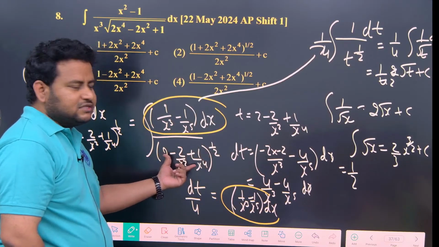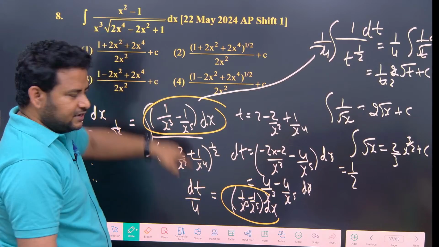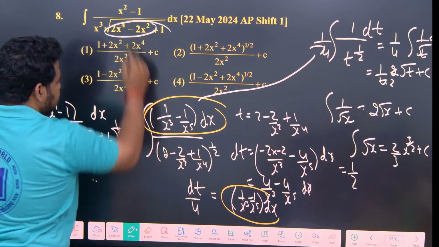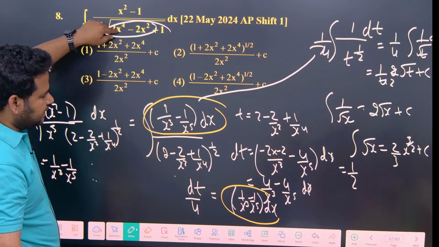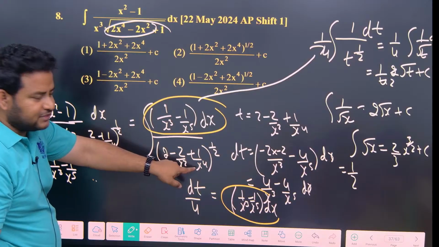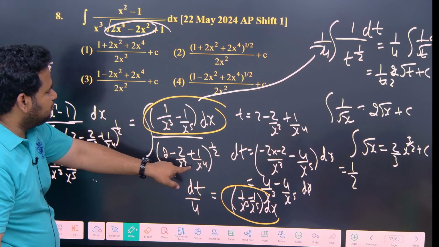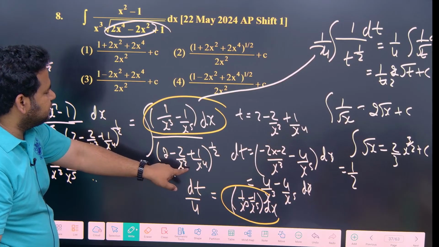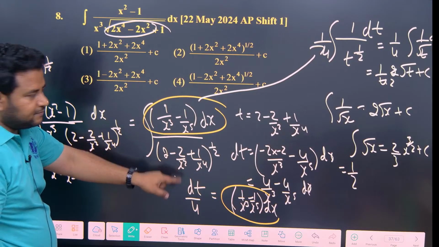This is nothing but from where we got this? From this one. From this entire thing, this is what we got. Instead of writing this, can I write this or not? By writing this, but here in the denominator, what should be there? X power 4 should be there. Here you should be careful. In the denominator, x power 4 should be there.